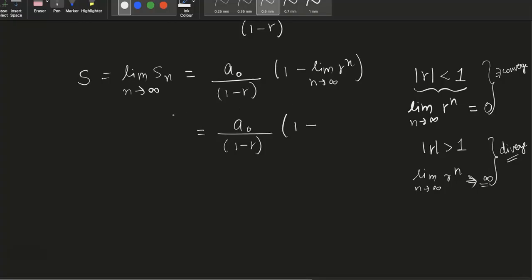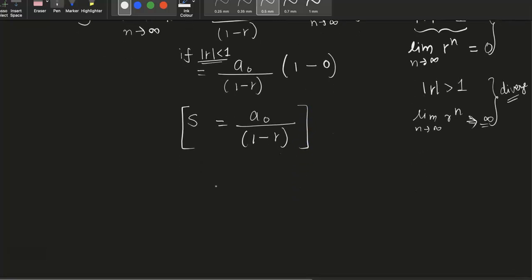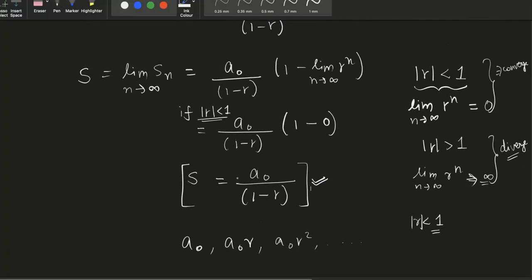So if I take the modulus of r to be less than 1, then the series is converging and this limit will become 0, and as a result you get this nice formula, a0 upon 1 minus r. This is the summation of infinite terms of a geometric series, right? So here, a0, this is a0r, this is a0r square, and so on. If the modulus of r is less than 1, then you can directly form this summation.